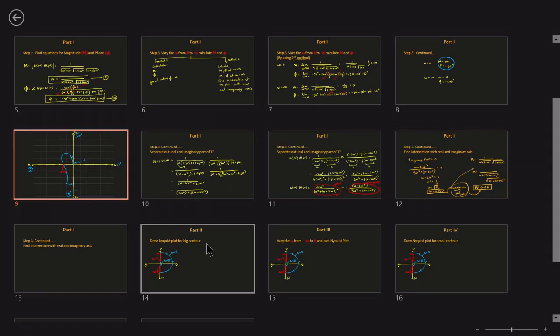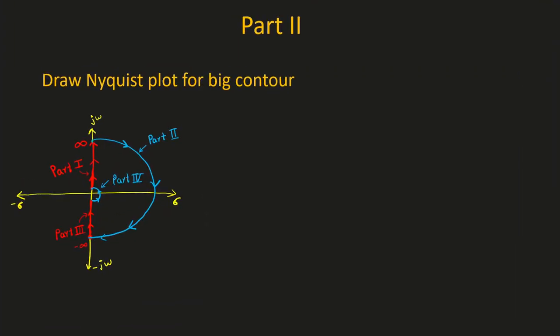So now we'll go to our next part, that is part number 2. That next part is a semicircle with radius R, where S is equal to R e raised to j theta, with R tending towards infinity and theta varying from plus 90 degrees towards minus 90 degrees. So how are we going to find out the mapping of this entire right hand plane to some W plane and find out the Nyquist plot for the same?